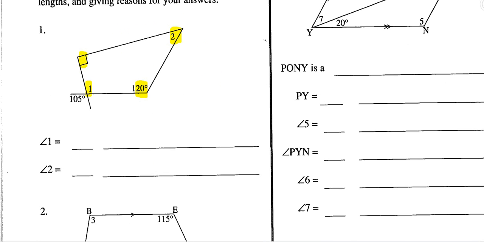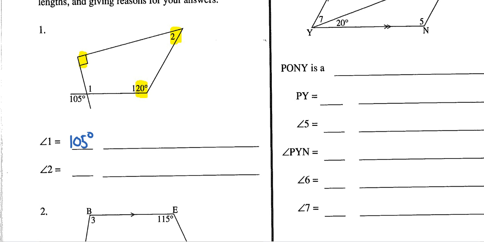Okay, so with question number one, we need to find angle number one. So that's this angle right here. And you'll notice that the 105 is actually vertically opposite to angle number one. So angle number one is going to be 105 degrees because vertically opposite angles are equal.